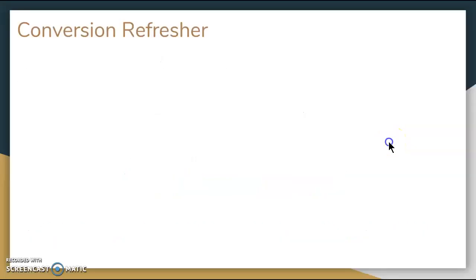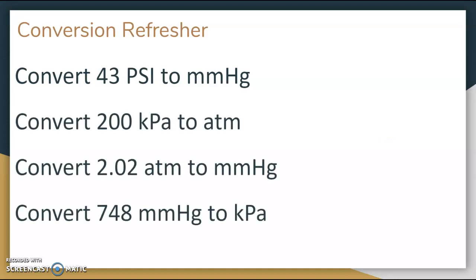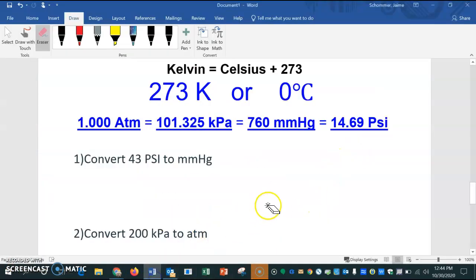All right, so we're going to do a conversion refresher. I'm going to do the first 2 with you, and then you can do the other 2 on your own. And if your answers are the same, then go on and do the problems in the Go Formative assignment. Otherwise, keep watching the video. So I'm going to flip to my Word document, and let's look at this first one.